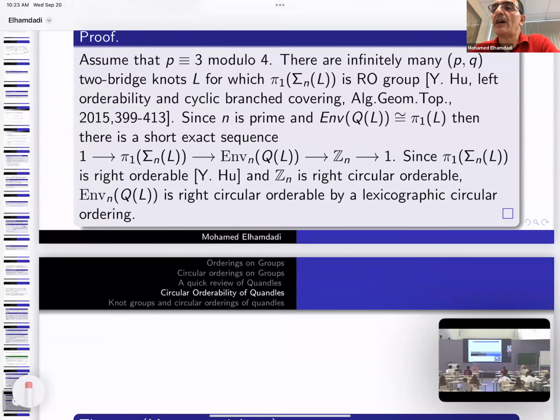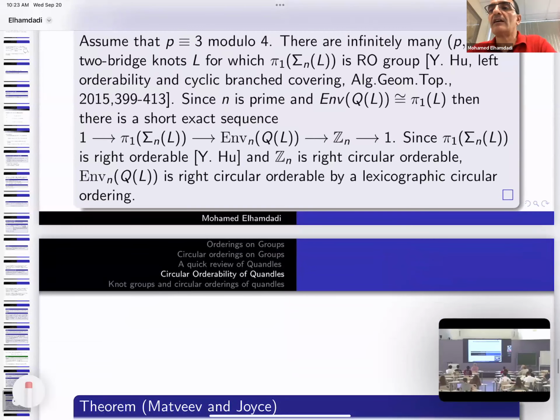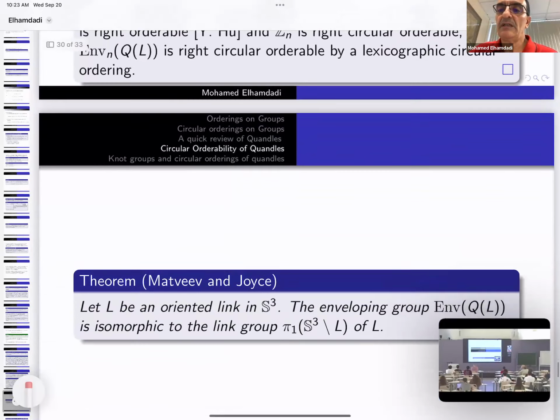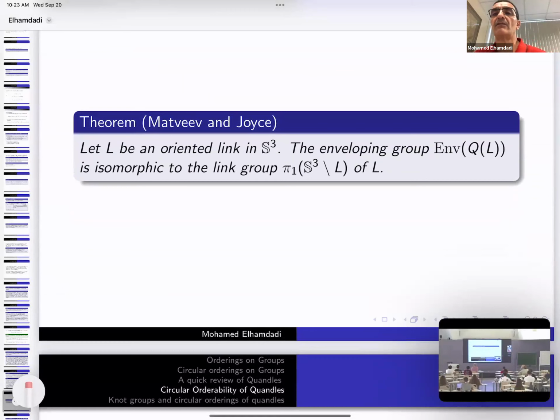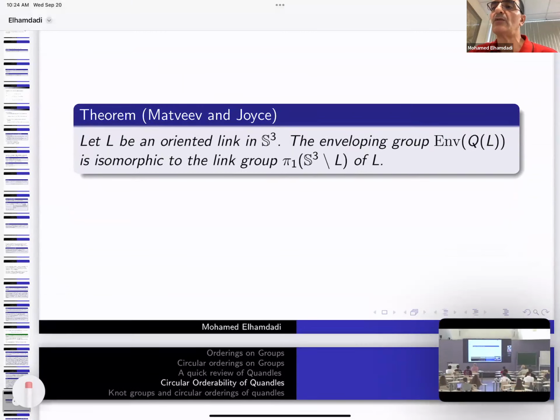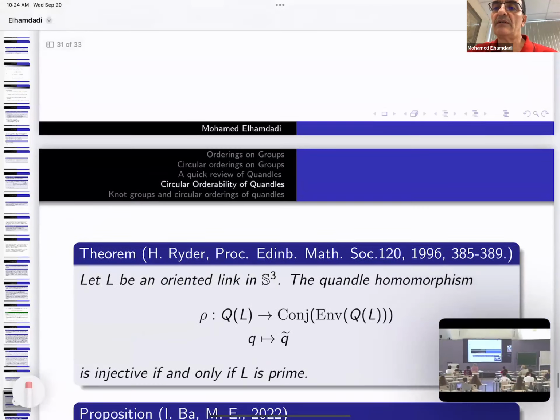Since n is prime, again, the same idea as the previous one, we have the following exact sequence. Previously we had 2, here we have n. And again, this group is circular orderable. This is orderable, and then we get the result. In fact, indirectly, I used this before, that this is a theorem of Matveev and Joyce, that for an oriented link, the enveloping group is isomorphic to the link group of the knot.